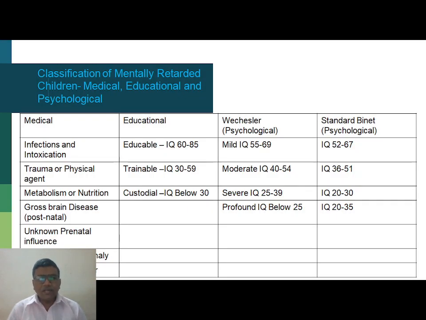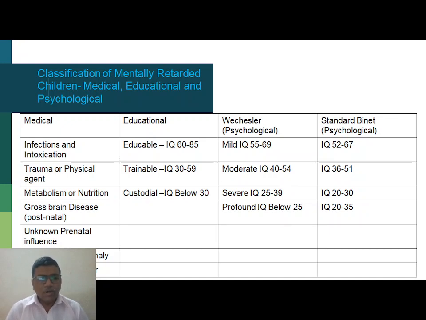Classification of mentally retarded children, that is medical, educational, and psychological. The classification of mentally retarded is in three modes. In medical, infections and intoxication. In educational, educable, that is they can be educated. They fall in the IQ range of 60 to 85. Psychological, there are two modes in this. Wechsler psychological, mild, IQ 55 to 69. Stanford-Binet psychological, IQ is 50 to 67.